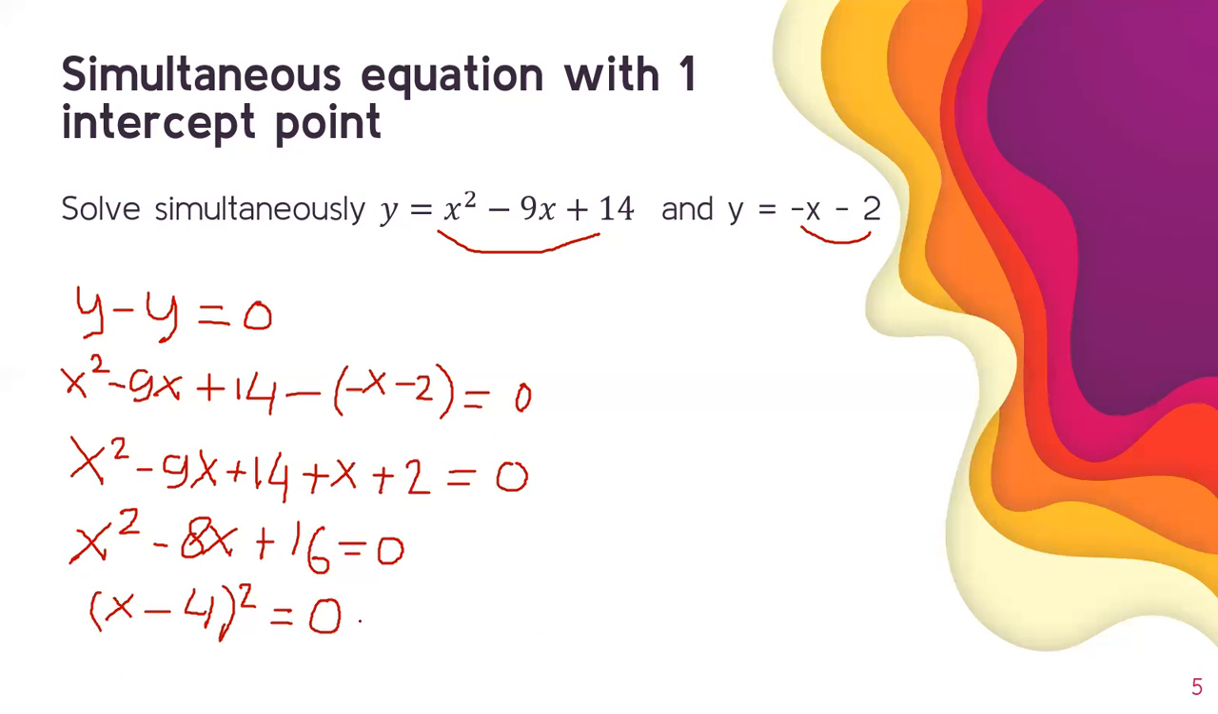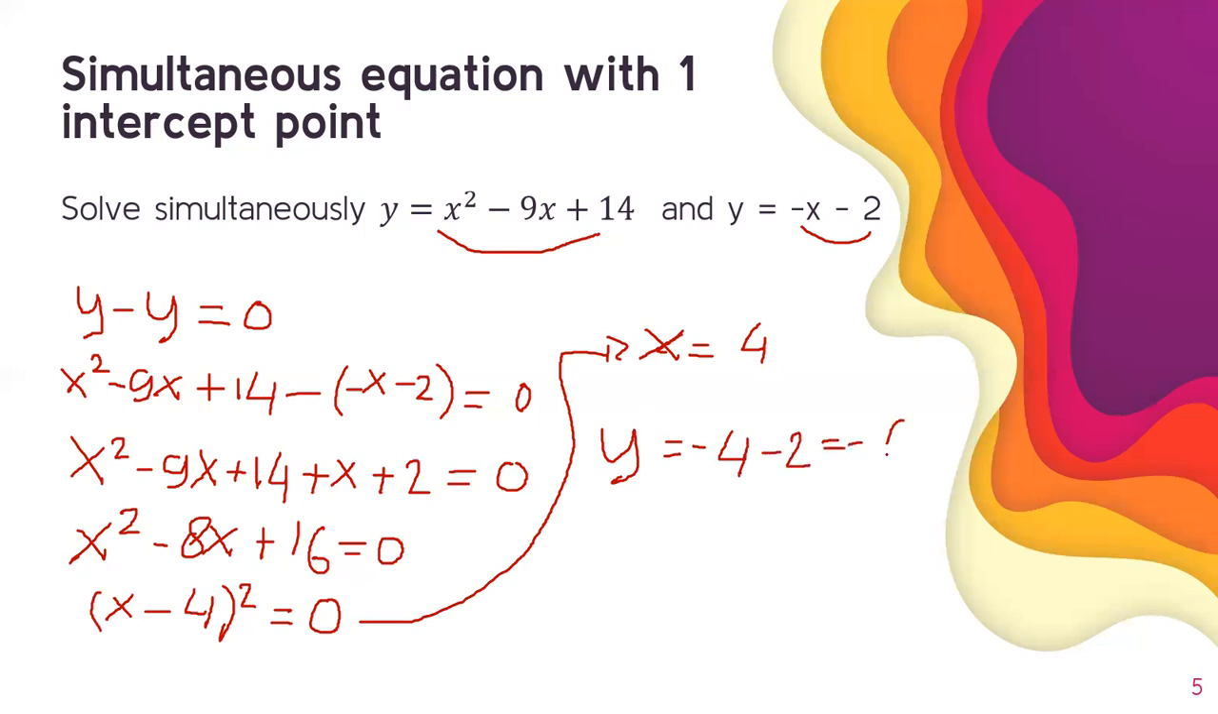And it means x equals 4. x has only one value, 4. So if x is 4, this x becomes 4. So y equals 4 minus 2, which is 2. So the intersection point x comma y is 4 comma 2. This is the one intersection point of the simultaneous equations.